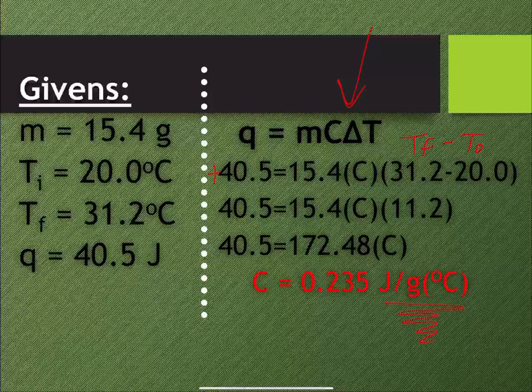So our heat capacity of silver is 0.235, so the lower that heat capacity is, the less energy in joules it takes to raise the temperature. So silver is something that would heat up very quickly because it doesn't take much energy to raise the temperature. Okay, let's look at another problem.